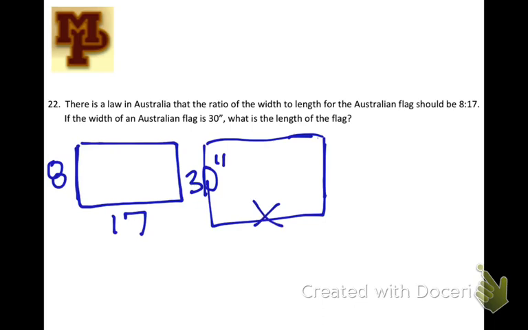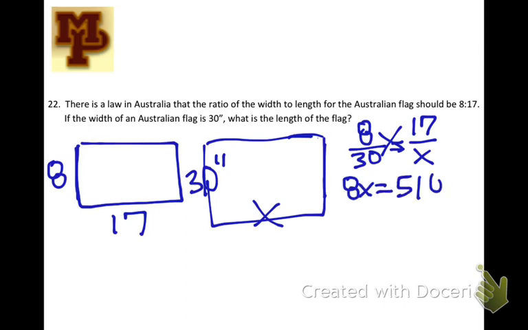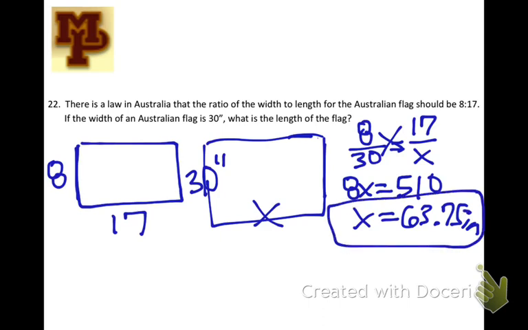X. So we could say a couple ways to do it. We could compare the corresponding sides. So we could say 8 compares to 30 as 17 compares to x. So then we can cross multiply and solve. So we have 8x equals 510, and so x equals 63.75, and that is inches. So that's how long the flag should be, if it abides by that same ratio, so that it's similar, so it's the correct ratio. Okay.